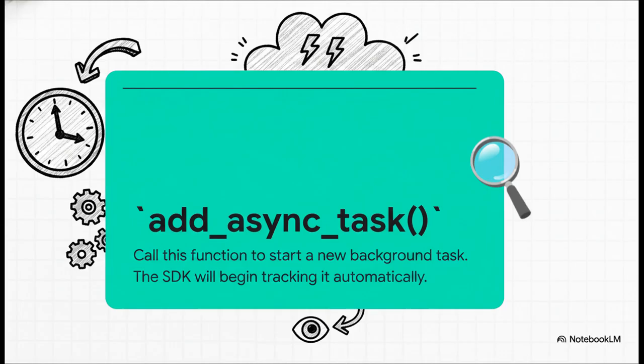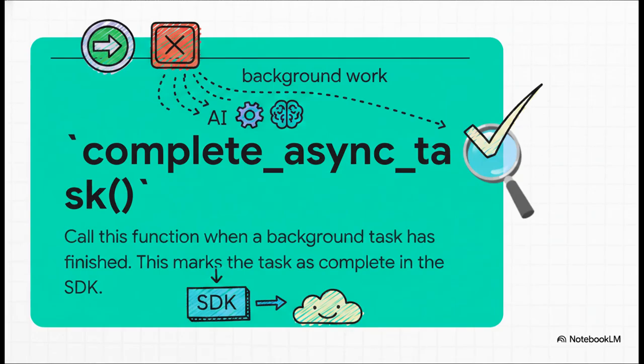You're basically telling the system, hey, I'm kicking off a background job right now. Start tracking it for me. And, of course, every start button needs a stop button, or in this case, a finish button. Once your background process is all done, you call complete async task. This is you raising your hand and telling the SDK, okay, that job is officially complete. This is crucial for managing the agent status correctly.